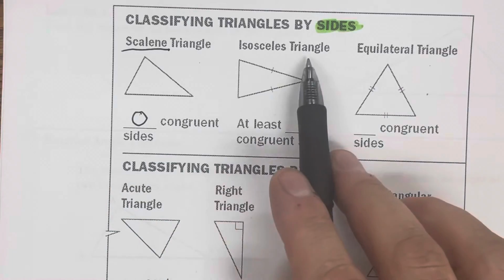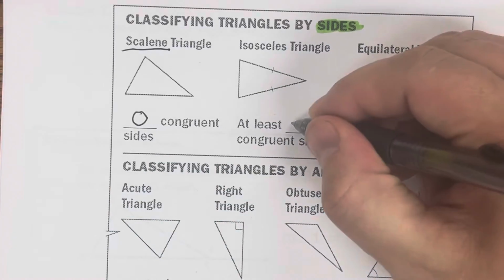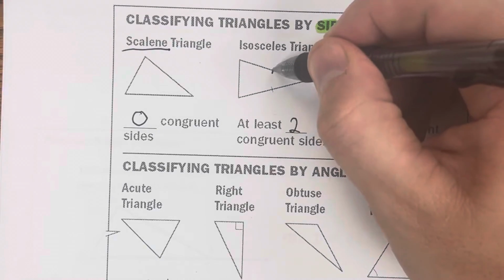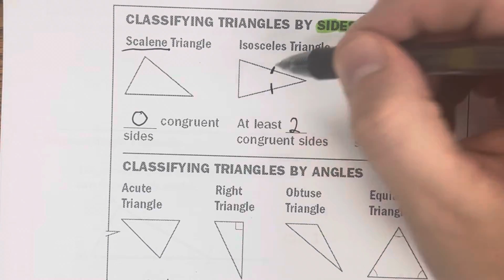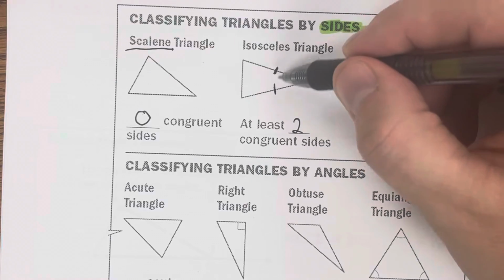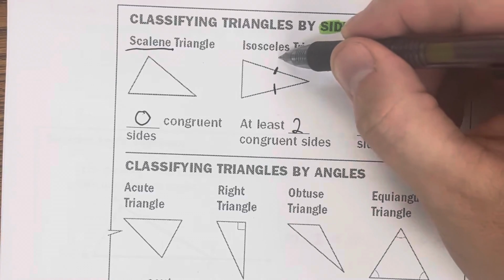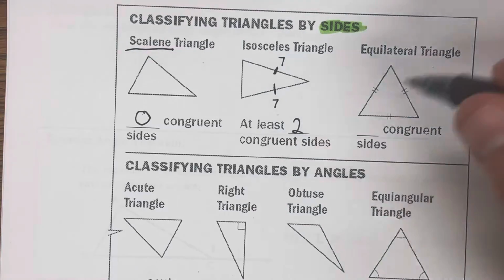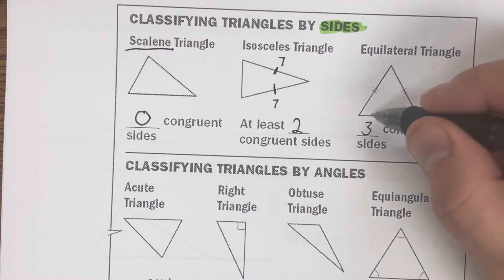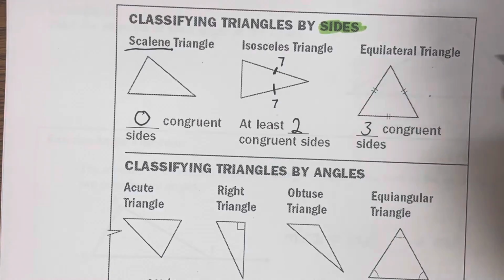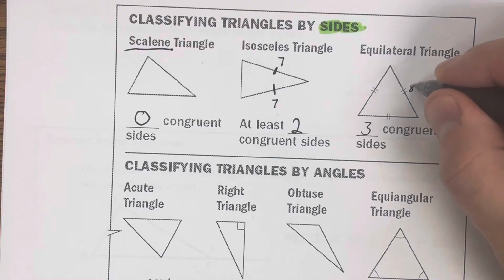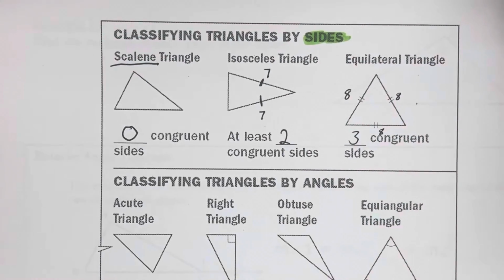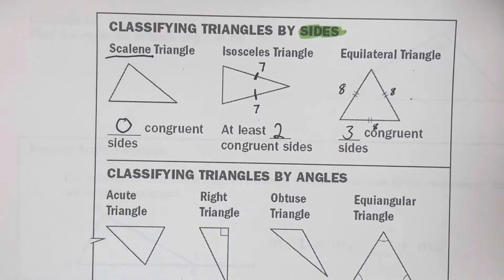An isosceles triangle has at least 2 congruent sides. So keep in mind our tick marks. Those show congruence. So if you see a tick mark on 2 sides, that means they are the same length. This could be like a 7 and a 7. And finally, an equilateral triangle has 3 congruent sides. So all 3 sides are the same length. For example, they would be an 8, an 8, and an 8. Okay, so that is an equilateral triangle.